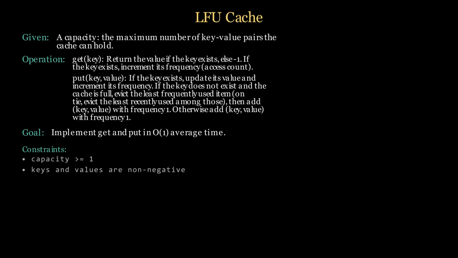An LFU cache has a fixed capacity. When you get a key, you return its value or -1 if it is not there, and if it exists you increment its frequency. When you put a key and value, you update and increment frequency if it exists, otherwise if the cache is full you evict the least frequently used item, and on a tie, the least recently used among them, then add the new one with frequency 1. The goal is to implement both operations in constant average time.